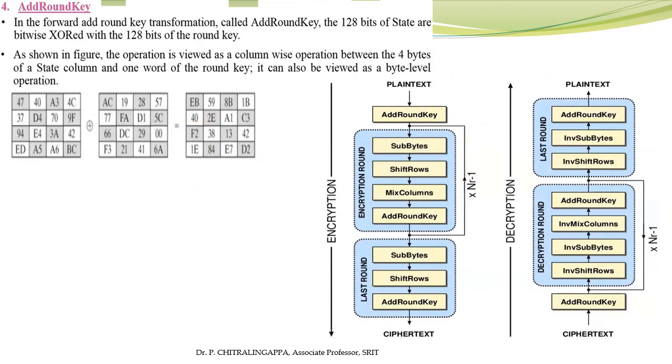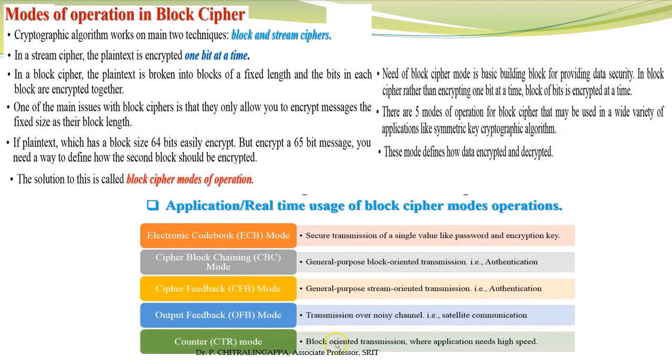And add round key. In the forward direction, the add round key transformation is called add round key. The 128 bits of the state array are bitwise XORed with the 128 bits of the round key. Then we finally get one more state array. Then you can convert that state array into the ciphertext. This is the process of the AES algorithm. And modes of operation in the block cipher.